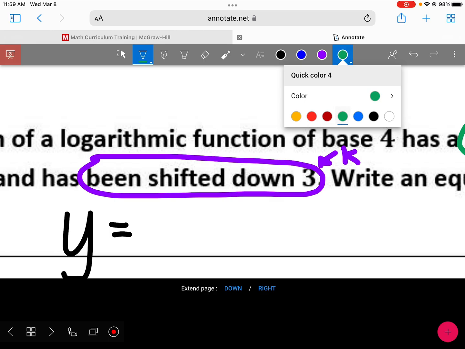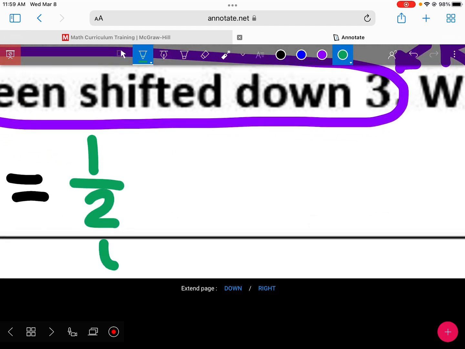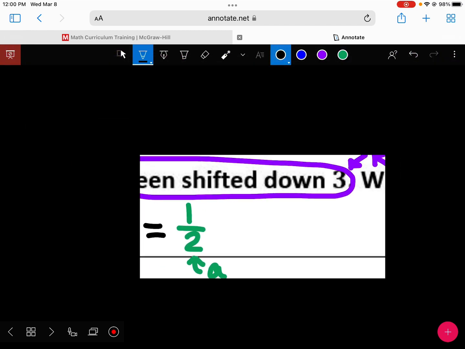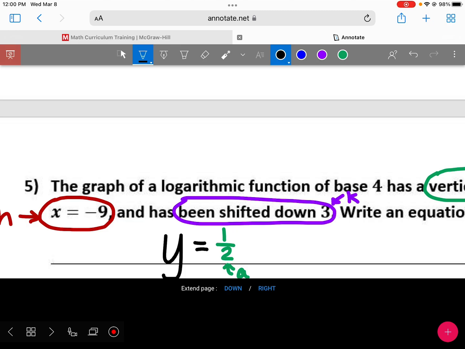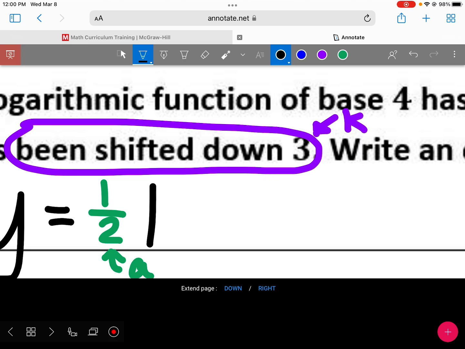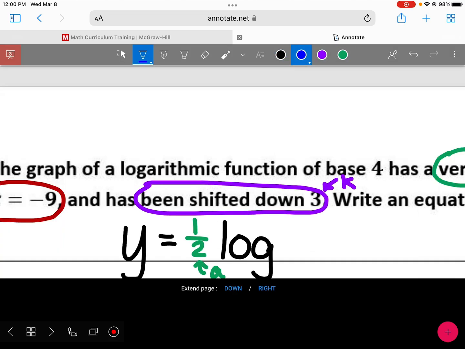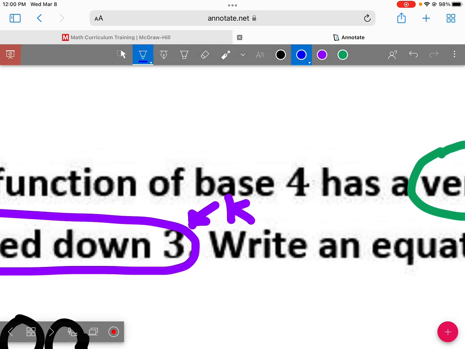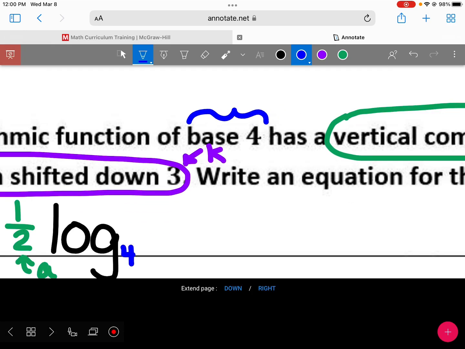What comes right after the equals sign? 1/2, our A value. What do I need after the 1/2? log, L-O-G. What comes after the G? 4, yes. Base of 4. So after the G, I put a little 4. Then our argument, we put parentheses around the argument, and this is going to be x.